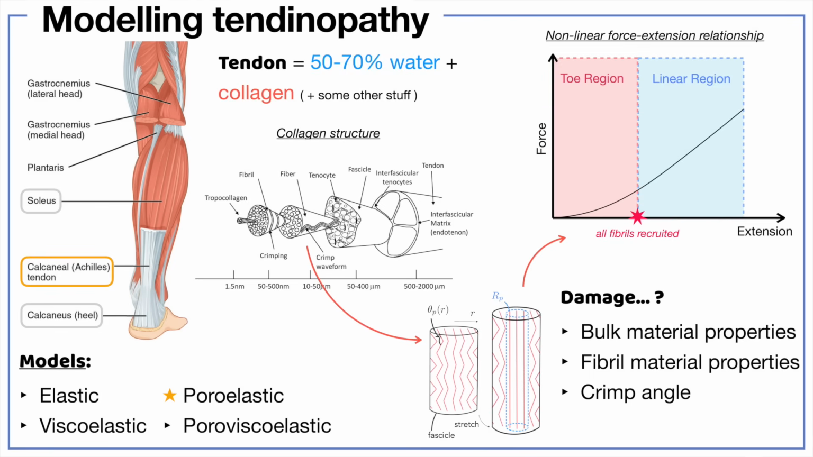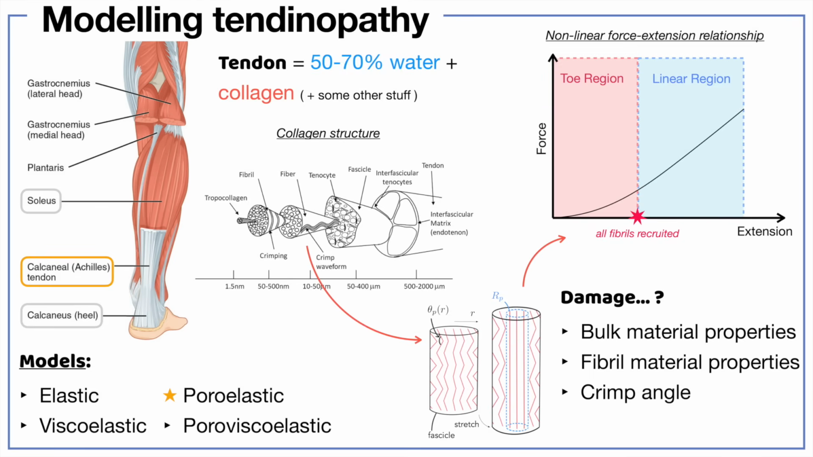So some existing models are purely elastic, so just ignoring the water component and only modelling the collagen. Viscoelastic, so with an additional viscous component, which essentially means the behaviour depends on the rate of deformation. Poroelastic, so we have this coupling of fluid and solid, and then poroviscoelastic, which is a mix between the two. We've decided to go with the poroelastic approach to capture the water and the collagen components. And so then the question is, how do we incorporate damage into this model?